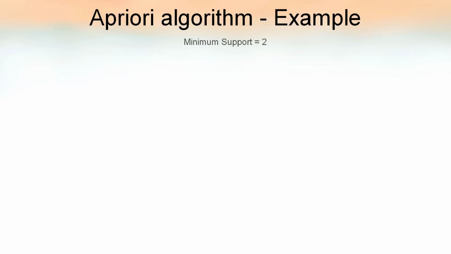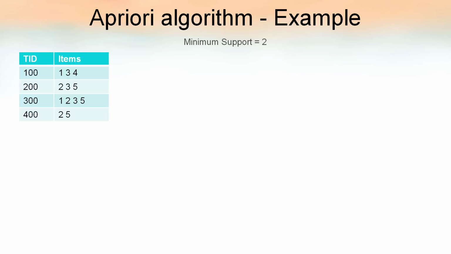Example of the Apriori algorithm, where minimum support is equal to 2, which is already given in this example. This is our data set, capital D. In this we have transactions. Transaction IDs are 100, 200, 300 and 400. And in the second column we have the items. In the first step we need to scan database D.